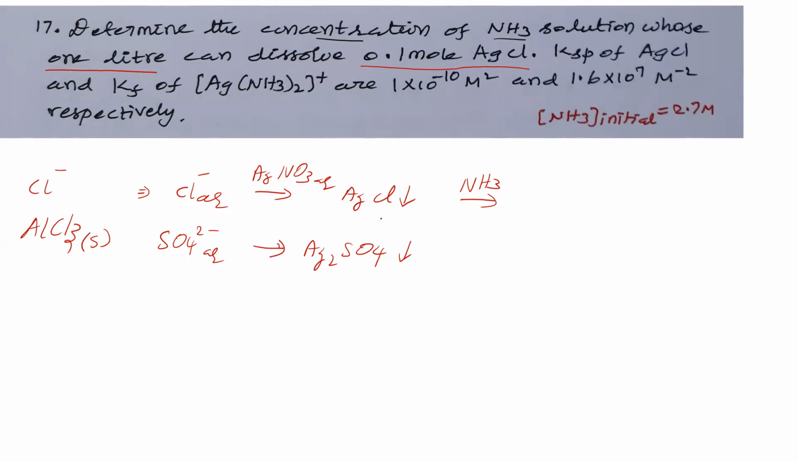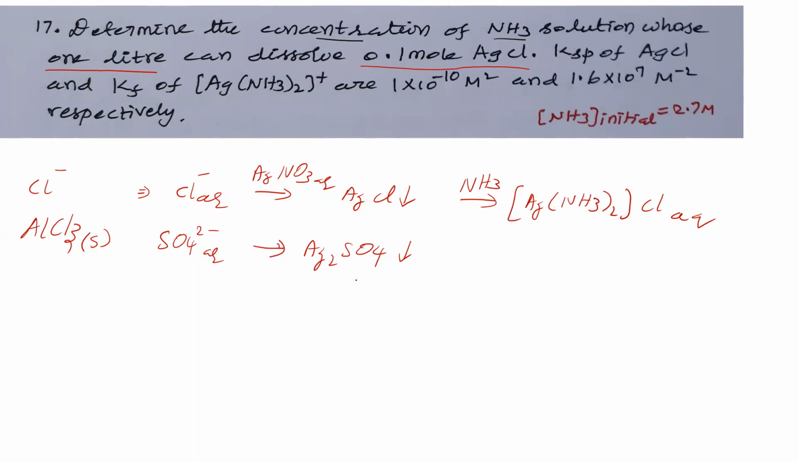What will happen means silver chloride white precipitate dissolves due to formation of complex. That complex is this one. This complex is quite soluble in water. Silver chloride white precipitate dissolves in ammonia solution due to formation of complex.